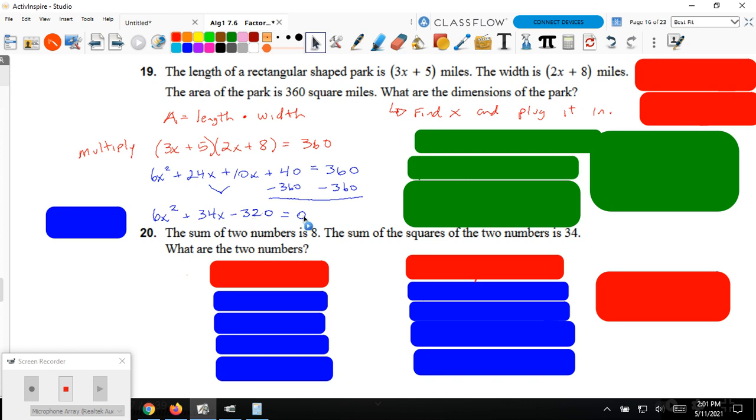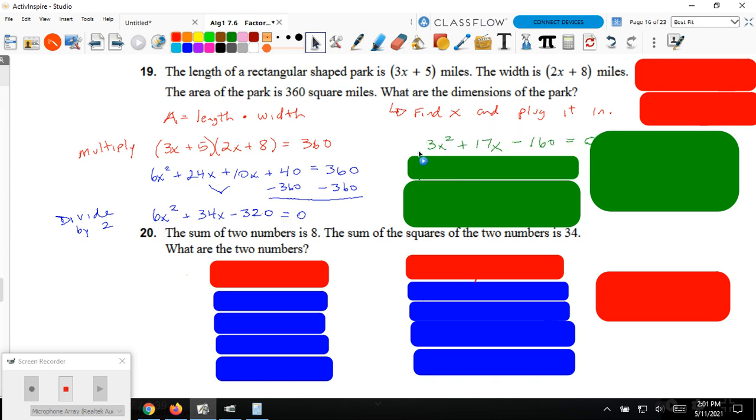Now what I do notice is that it does have a GCF here. I could factor out the GCF, or in an equation situation, I could divide every term by that GCF, which is 2. 2 is our GCF on this one, and I can divide every term here by 2, and that would give me a simplified equation. So 6 divided by 2, 34 divided by 2, 320 divided by 2 will give us this equation: 3x squared plus 17x minus 160 equal to 0.